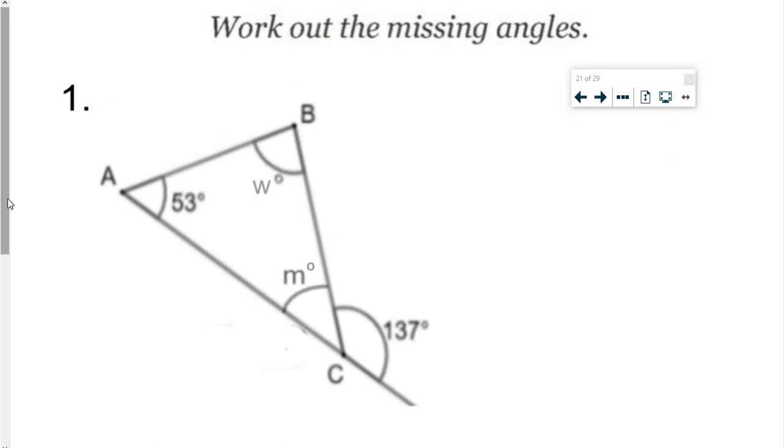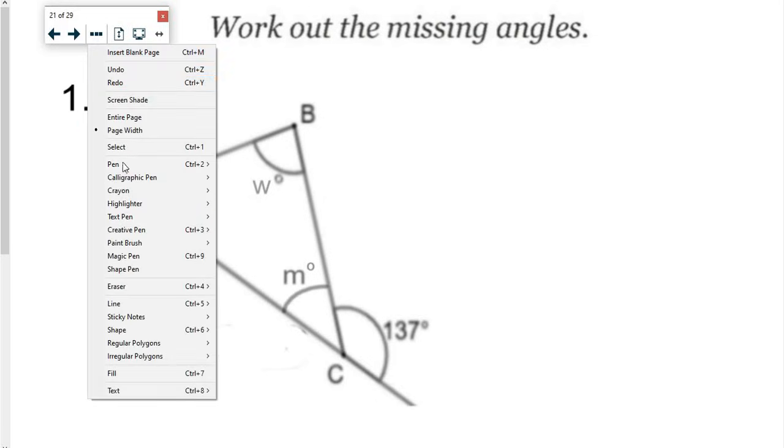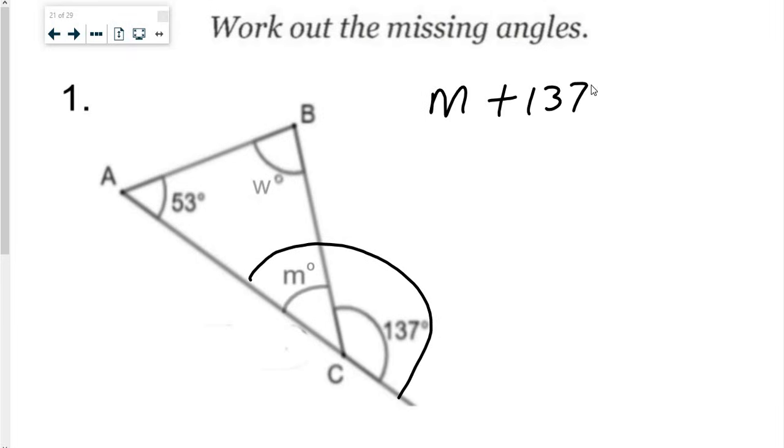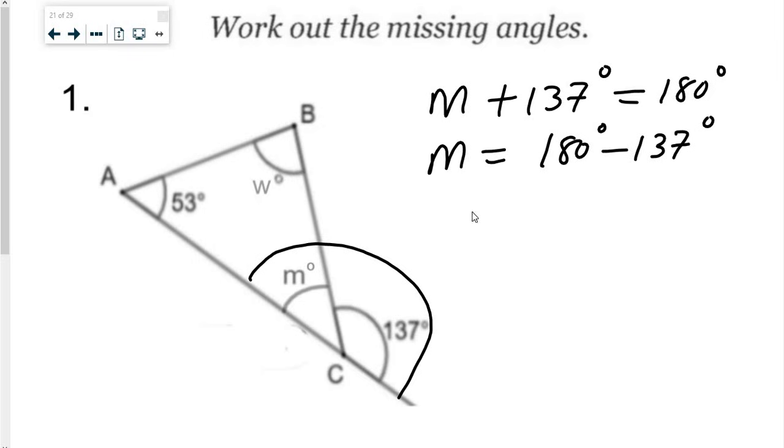Next question. Work out the missing angles. Now the missing angles will start with a linear pair property, which is m plus 137 equals 180 degrees. This is linear pair property, and m will be big number minus small number, and therefore the value of the missing angle m will be equal to 180 minus 137, which will be 43 degrees. So go ahead writing here 43 degrees.